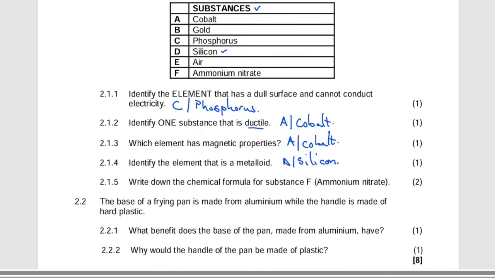Then proceeding to 2.1.5, it says write down the chemical formula for substance F, ammonium nitrate. So this is the ammonium nitrate we're asked for in terms of its formula. Ammonium nitrate is going to be ammonium NH4, then nitrate NO3, like that. So that's how we get our 2 marks.